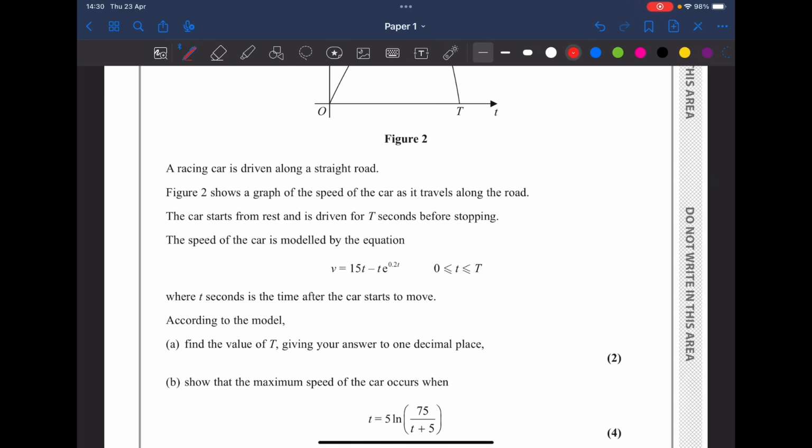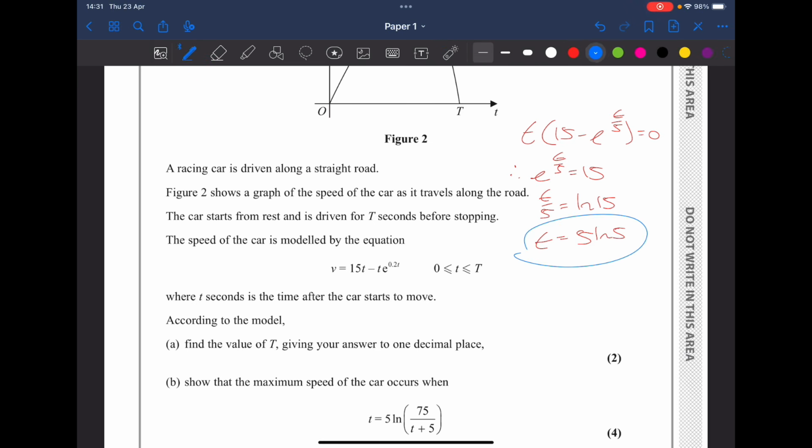If we factorize things out, we can factorize a t out. Then we'll have 15 minus e to the t on 5, that 0.2t, equal to 0. So you can see t could be 0, that's just its starting point. If we look at the bracket, e to the t on 5 is equal to 15. So t on 5 is the natural log of 15, so t should be 5 log 15.